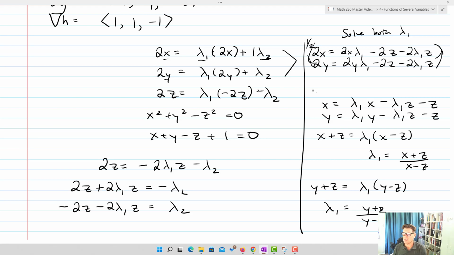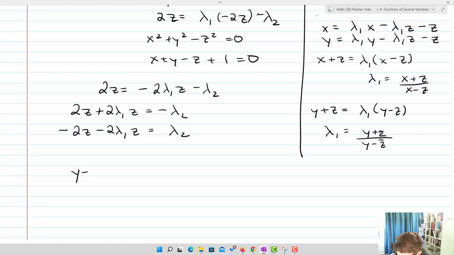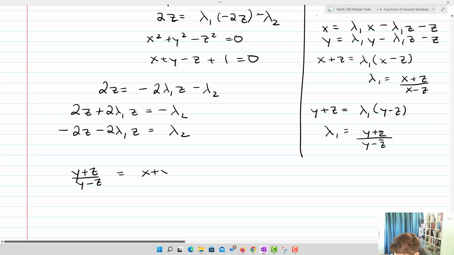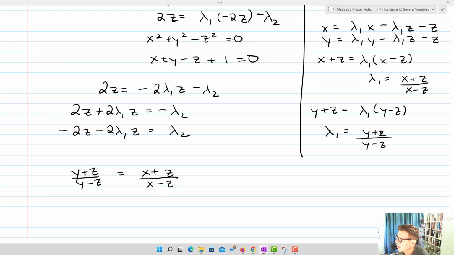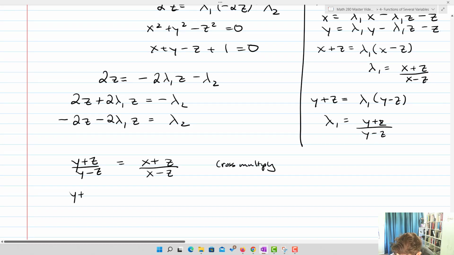It's at times like these that I wish for a whiteboard because of the amount of work that has to get done here. So we've got both of those. We've figured out what lambda 1 is, which is good news. So y plus z divided by y minus z is equal to x plus z divided by x minus z. Now we're going to do some algebra. This is just algebra. We'll cross multiply. So that's y plus z times x minus z equals x plus z times y minus z.